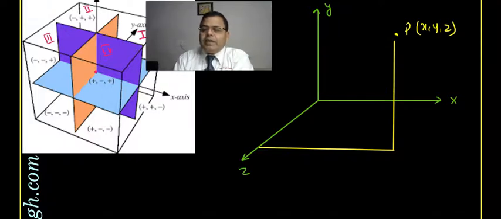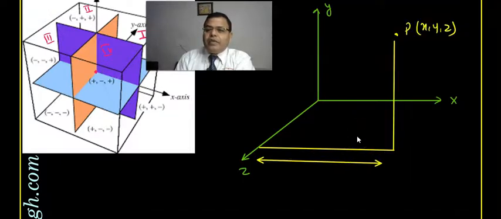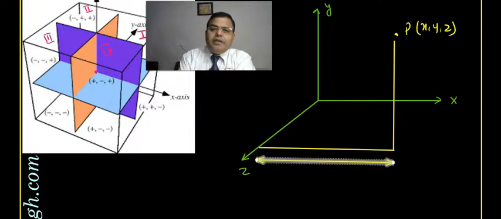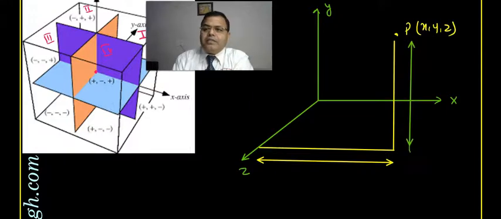The distance from the xy plane is the z coordinate, and the distance from the yz plane is the x coordinate. So this will be x. The y coordinate is the distance along the y axis, so this will be y. And the z coordinate is the distance along the z axis, so this will be z.